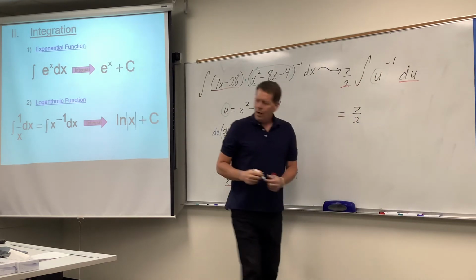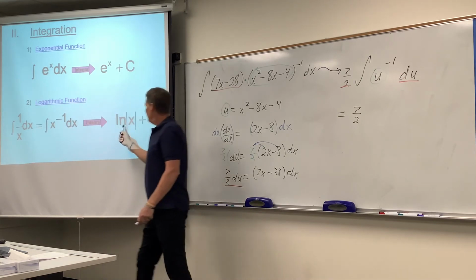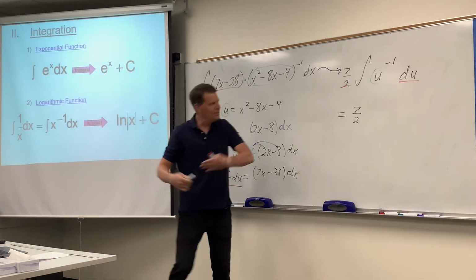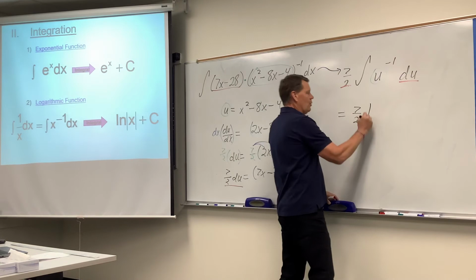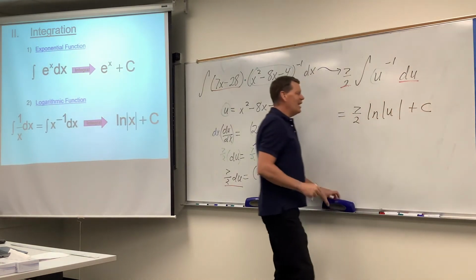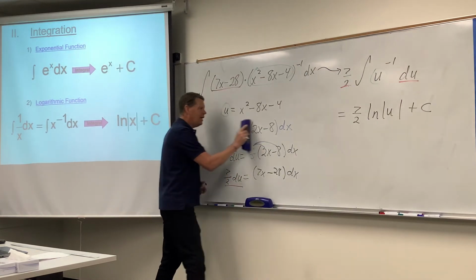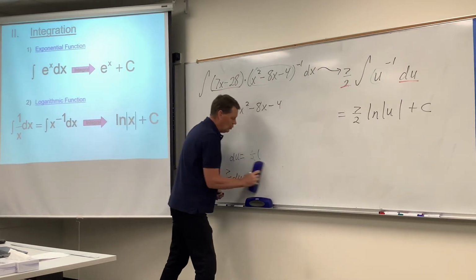U to the -1 is the same thing as 1 over u, and 1 over u is the derivative of natural log. All right, see how they work together. So this is the scenario where the power rule does not work. It is the exception to the power rule.